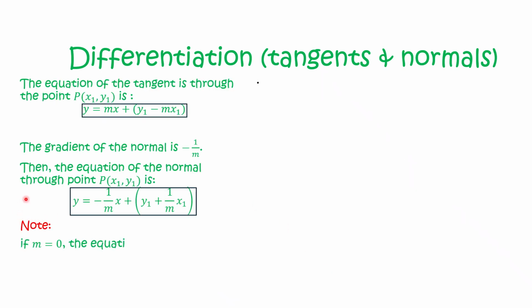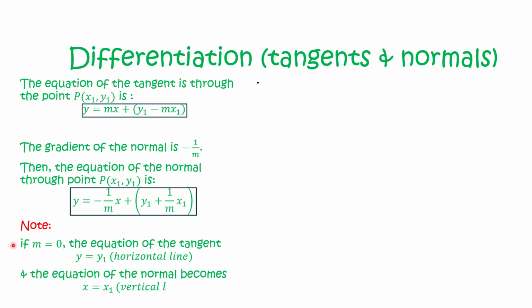Now that we have covered the theory of finding the equation of the tangent and the normal, it's worth noting that if m, the gradient, is equal to 0, the equation of the tangent becomes y equals y1, simply because the x1 and the x will all go to 0. And this would imply that the equation of the normal that is perpendicular to that particular tangent becomes x equals x1, the vertical line.